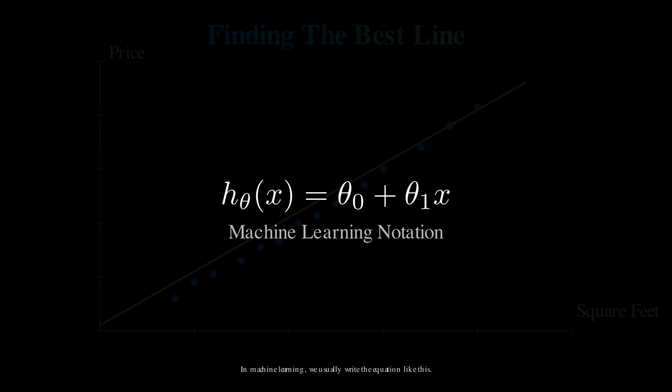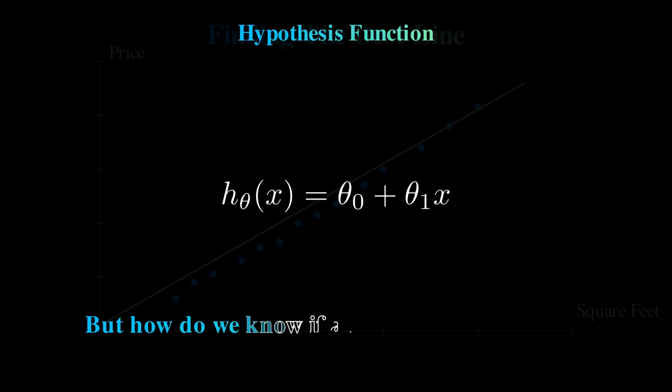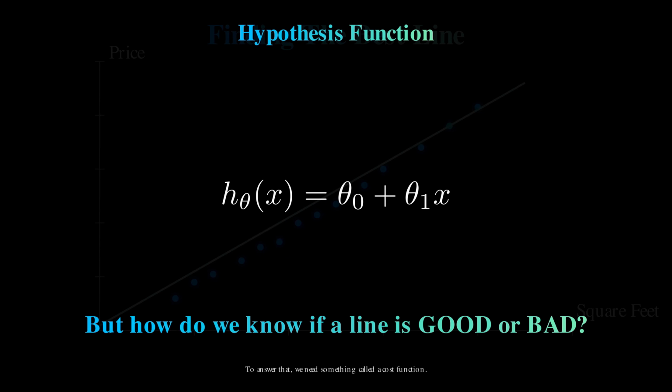In machine learning, we usually write the equation like this. This is called the hypothesis function. It represents the model's prediction for a given input. Now we need a way to measure how good this line really is. But how do we know if a line is good or bad? To answer that, we need something called a cost function.